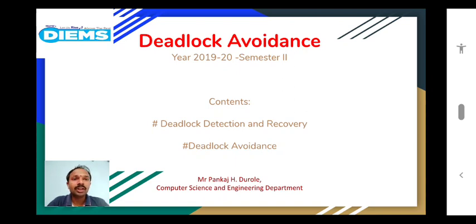Now in this video, I am going to cover two different contents. They are deadlock detection and recovery, which is one of the deadlock handling methods, as we know, and deadlock avoidance. To keep the name small, I have just given the name for this video as deadlock avoidance, but here I will cover two major contents. So let us start.